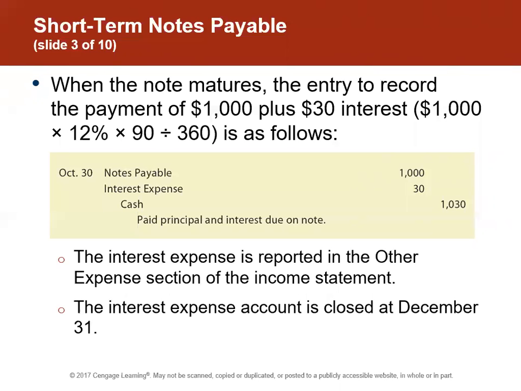So a couple of things it tells us about that interest expense. Interest expense is reported in other expenses on the income statement. So it's just an expense. It's reducing our profit. And the interest expense account is closed at the end of the year. Well, that's typical of all expense accounts. Remember, all revenues and expenses are temporary accounts that get closed out at the end of the year. So you can probably imagine, just like with notes receivable, if we issued a note at the end of the year that matured next year, we would have to deal with accrued interest, just like we did on the receivable side.